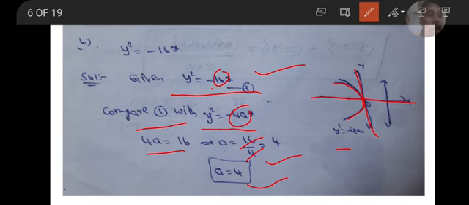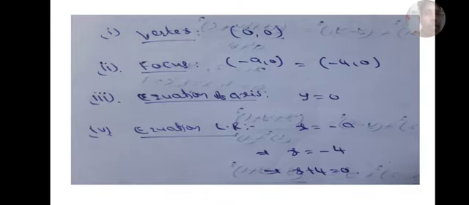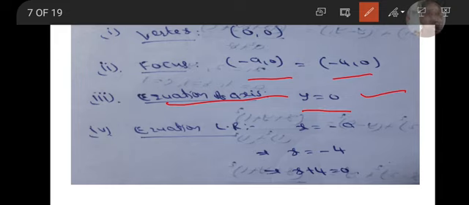So we recall the formulas: the focus, the vertex, the axis, the directrix, the latus rectum. You have to write the formulas and substitute. The vertex is (0, 0) and the focus is (minus a, 0), that is (minus 4, 0). The axis is the x-axis, therefore its equation is y equal to 0.